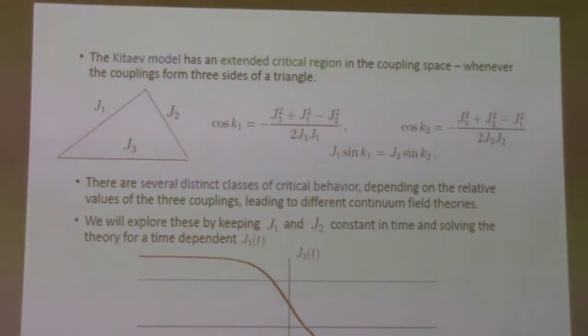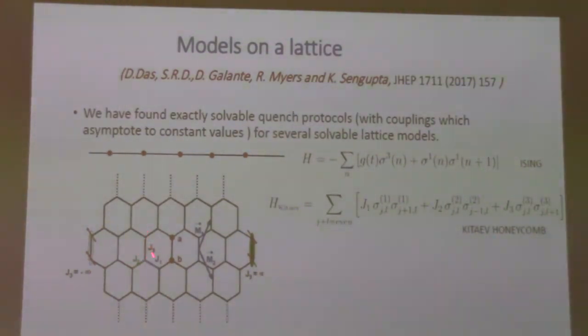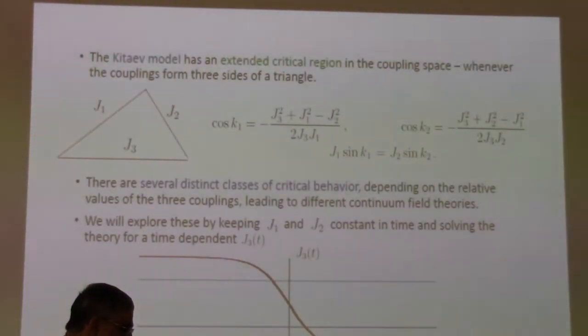Okay, yeah. So in the Kitaev model, I said there are three couplings. So here are the three couplings. If you take a point, there are three links which are coming out of the point, and they couple various spins, various sigma operators. You can easily show by using this fermion formulation that if the three values of the couplings can form three sides of a triangle, then you have a critical point. Of course, there are many solutions to that. Therefore, there is an extended critical region. In the J1, J2, J3 plane, there is a whole region where every point is critical. That's another reason why this model is interesting.